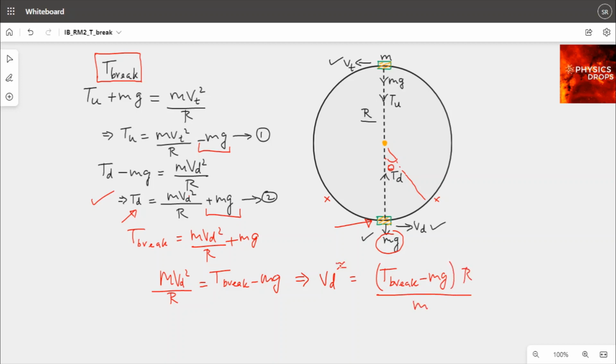Now if we remove the square here, this whole thing comes under a root. So this gives the velocity Vd, the velocity when it's at the down or bottommost position for this tension T break. Which means when we plug in the value of T break here, whatever Vd we get, the linear velocity of the rotation has to be less than that, because if it exceeds Vd, then the string would snap.